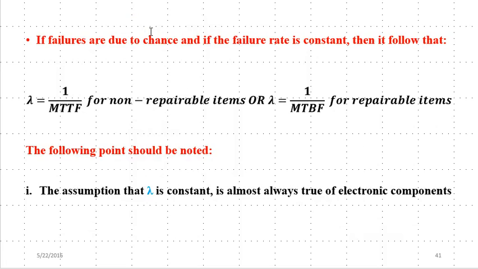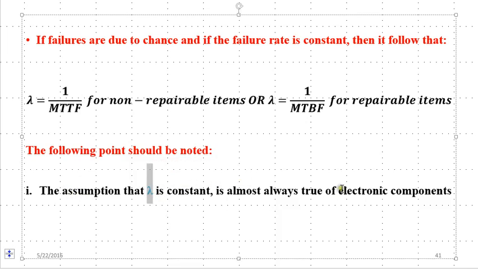So the next item is if our failure happened by chance, that is failure that happens within the real life time of a device or a component, our lambda, as we have just seen, is 1 over mean time to failure for non-repairable items, and 1 over mean time between failure for the repairable items. And there are some points we need to notice. One of them is that the assumption that this lambda is constant with respect to electronic components is almost always true. Each electronic component has a fixed value of the lambda, the failure rate.